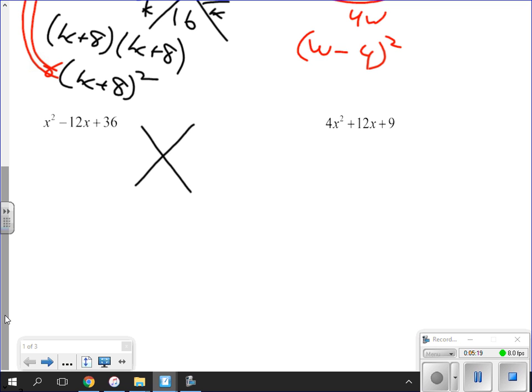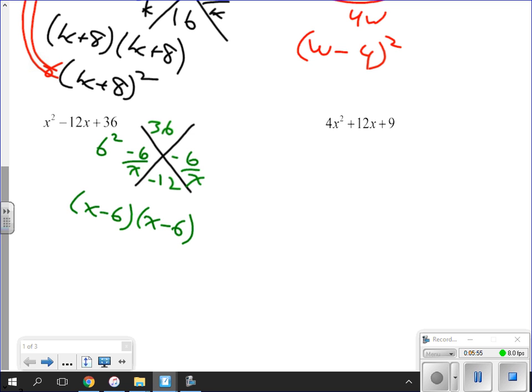Okay. So this one here, I have 36 on the top, negative 12 on the bottom. This is a perfect square, right? 36 is 6 squared. Is 6 plus 6, is that going to give me 12? But what does it need to be? It needs to be negative 6 and negative 6. So this is going to be a perfect square. Put it over x, and I get x minus 6, x minus 6, which is x minus 6 squared.